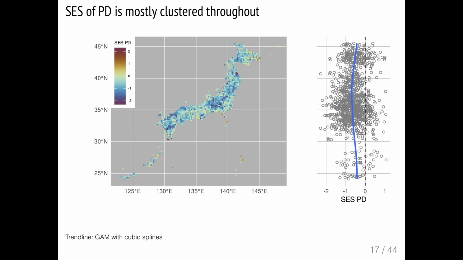Here we see that SES of PD is generally low throughout the region. This pattern is often observed in spatial phylogenetic analyses at broad scales, because the study area encompasses multiple biomes. Species niches tend to be conserved at this deep level, such that no site includes representatives of all the major lineages.